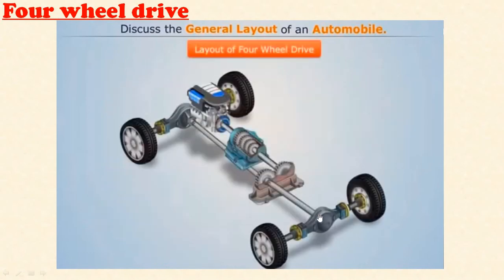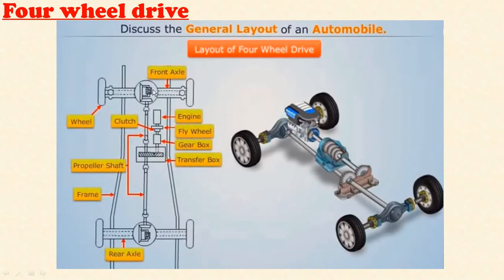Now you can see the layout of four-wheel drive. Specifically, the engine is mounted near the front axle, and then the sequence of power transmission is: engine to the flywheel, and then connected with the gearbox. In between, a clutch is provided, or we can also provide a torque converter, and the power is transmitted to the transfer box. Then the transfer box gear arrangement, through the universal joints and the propeller shaft, distributes the torque equally to the front side as well as the rear side, and through the axles we can transmit that torque to all the wheels. So that is called four-wheel drive.